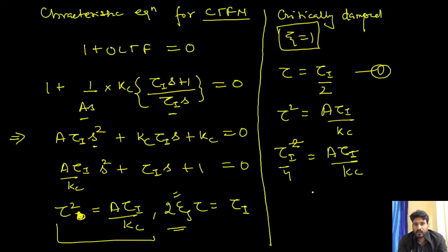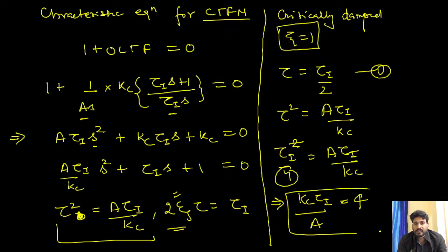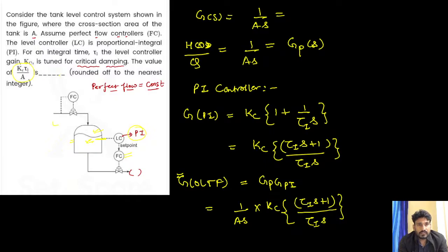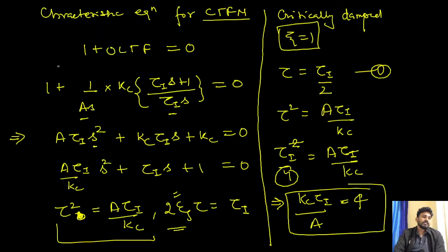1 tau I cancel, and I need the value kc tau I a. So kc goes to the other side, kc tau I divided by this a, and this 4 goes that side, this is equal to 4. So kc tau I divided by a is equal to 4. So answer is 4. I don't know what the answer is, but yeah, this is my answer. Whoever's question it was, please match it once, what is the answer. So this is the value of this ratio, guys.